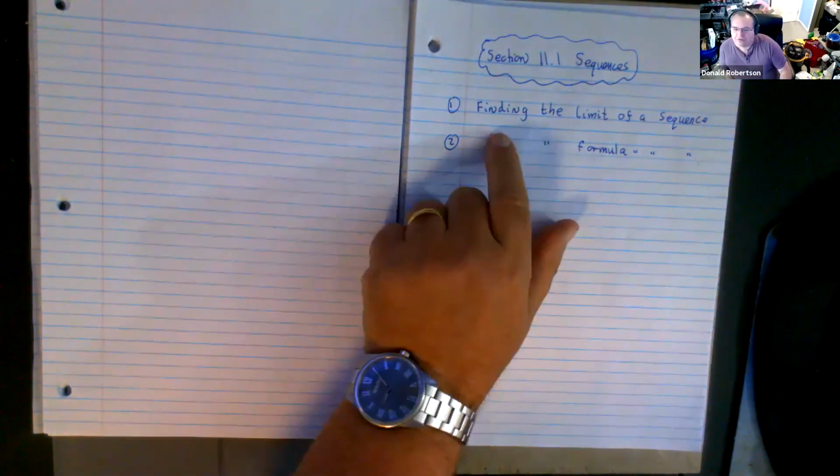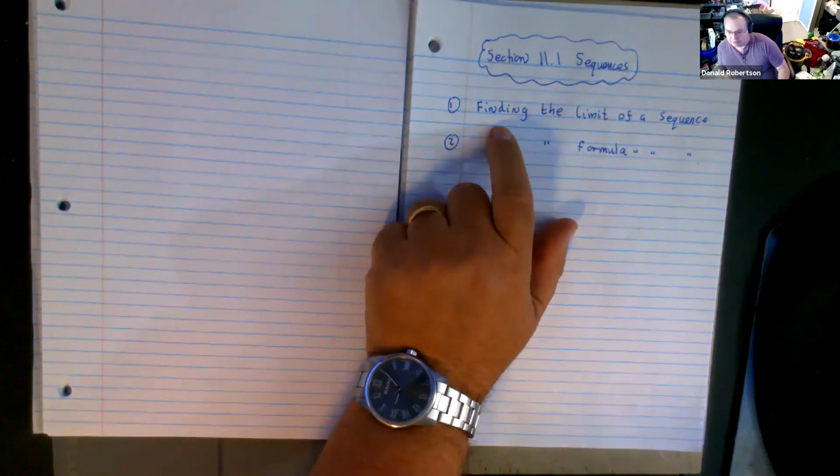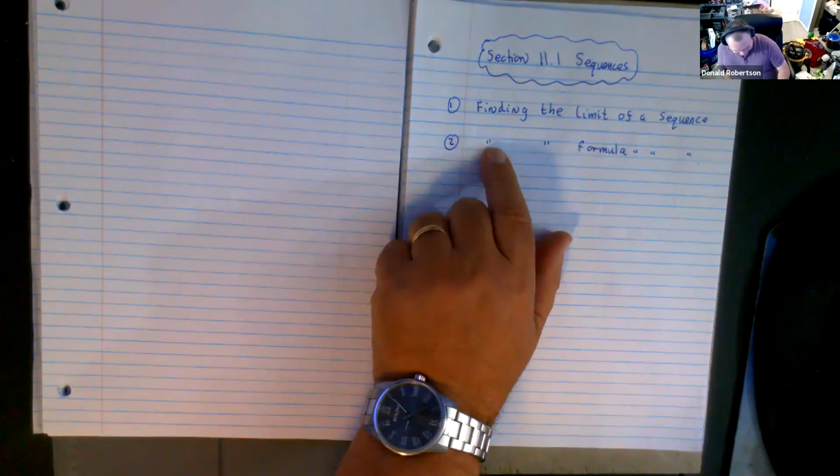Essentially two things I want to focus on. I want to get, if I can, sequences done today. So we're going to look at finding the limit of a sequence. We talked yesterday about the main techniques for doing that. And I'm going to kind of tag on the formula thing at the end. So that's what we're going to look at.